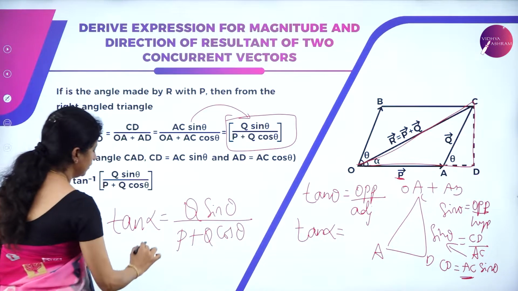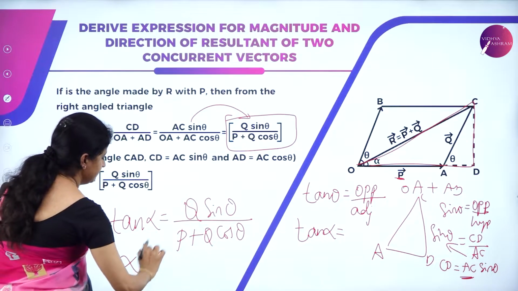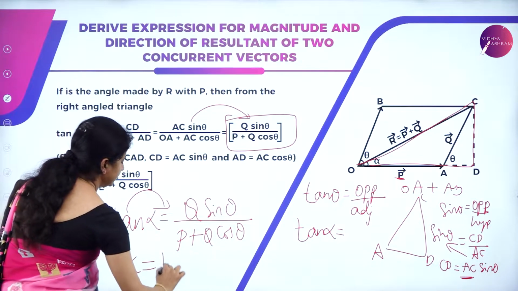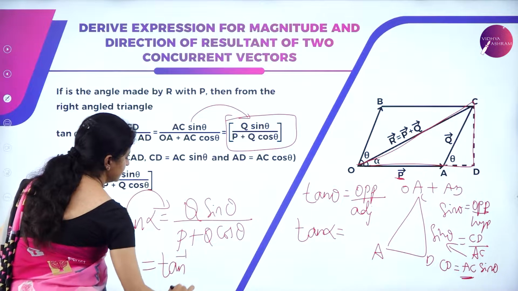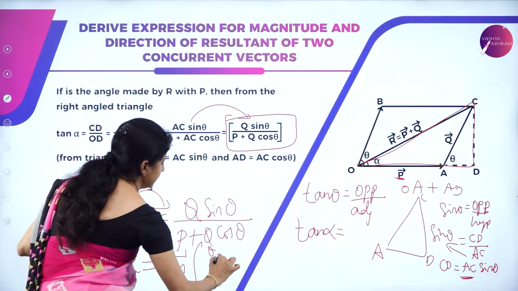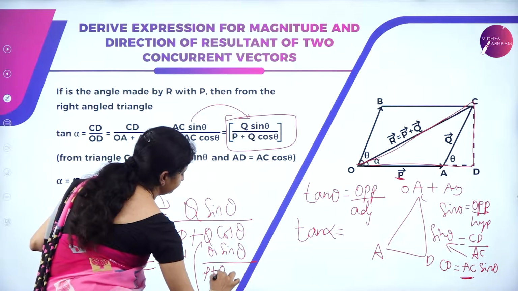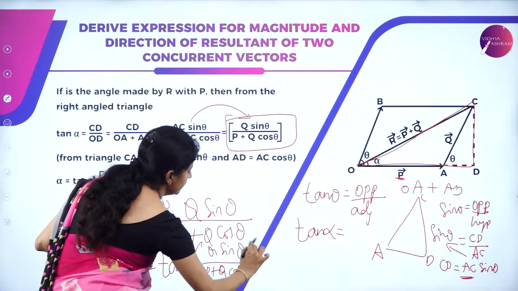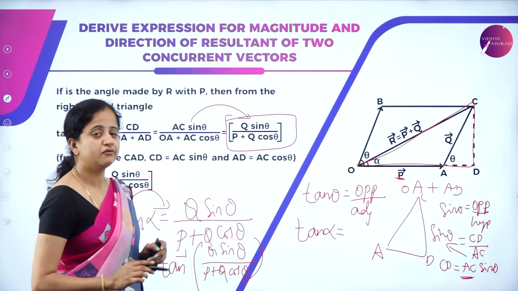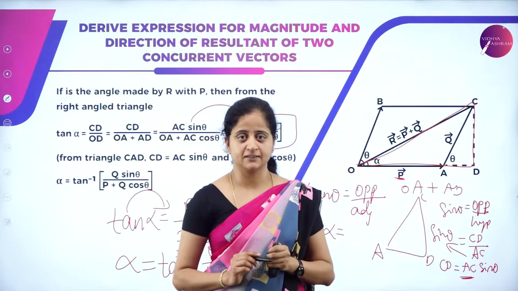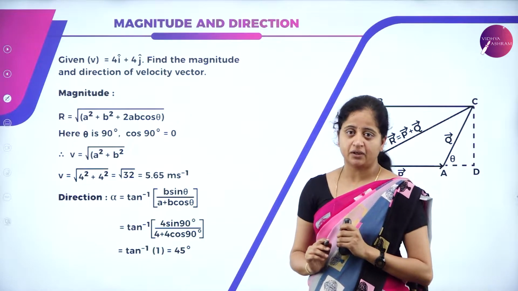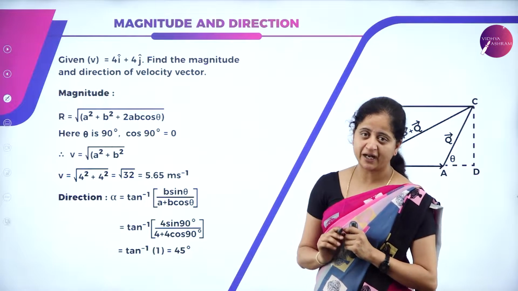But we need only alpha. So it can be written as, this comes to the other side by transposing. So alpha is tan inverse of Q sin theta divided by P plus Q cos theta, which is the expression for the direction of the resultant of two concurrent vectors. Let us solve one example now for finding the magnitude and direction.